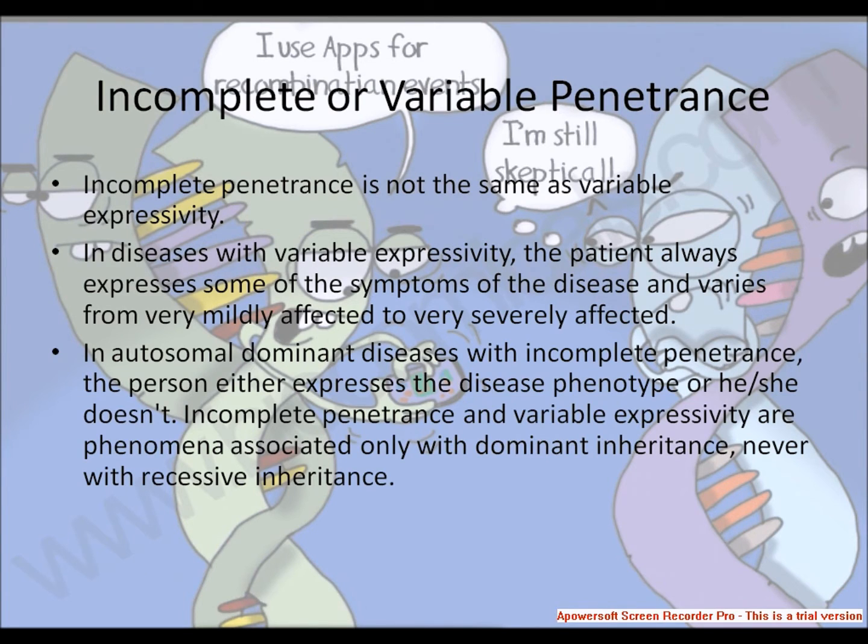What is incomplete or variable penetrance? Incomplete penetrance is not the same as variable expressivity. In a disease with variable expressivity, the patient always expresses some of the symptoms of the disease, and severity varies from very mildly affected to very severely affected. In autosomal dominant diseases with incomplete penetrance, the person either expresses the disease phenotype or he or she doesn't. Incomplete penetrance and variable expressivity are phenomena associated only with dominant inheritance, never with recessive inheritance.